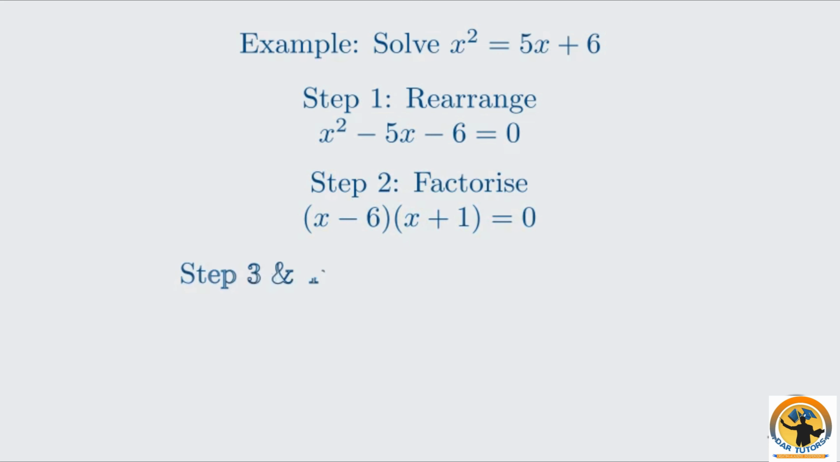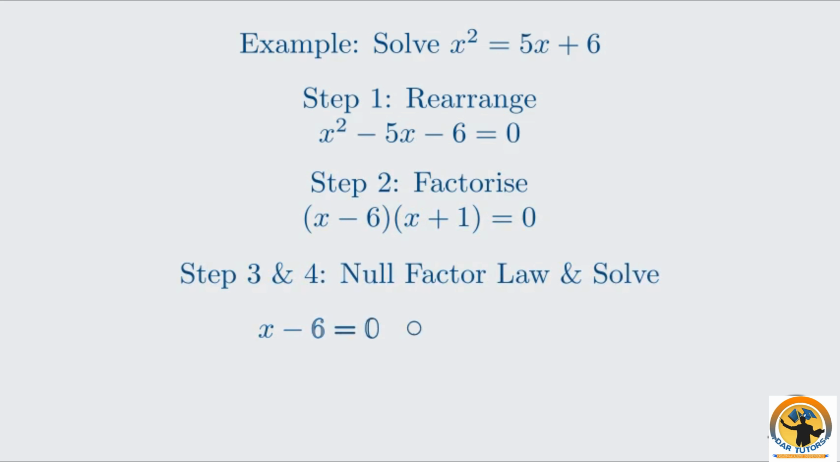Step 3 and 4 are to apply the null factor law and solve. We set each factor to 0. x minus 6 equals 0 gives x equals 6. And x plus 1 equals 0 gives x equals negative 1. Our solutions are x equals 6 or x equals negative 1.